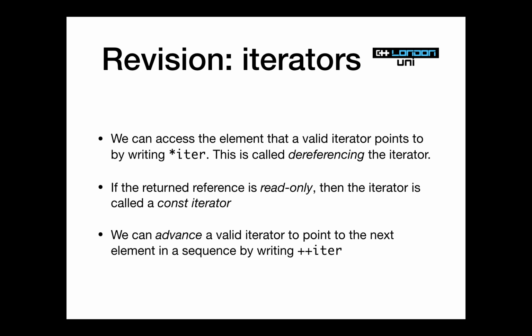We can advance an iterator to point to the next position in the sequence. So if we start off with we call begin, and it points to position 0, then we can advance it to point to position 1 by writing ++iter. If you don't like writing ++, there's a function called standard advance, which does the same thing.